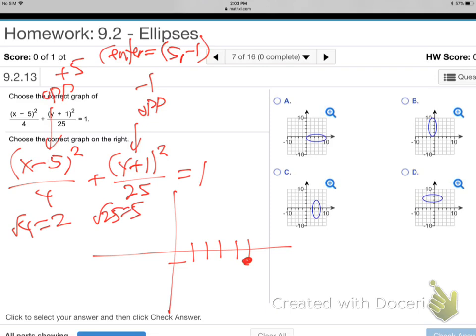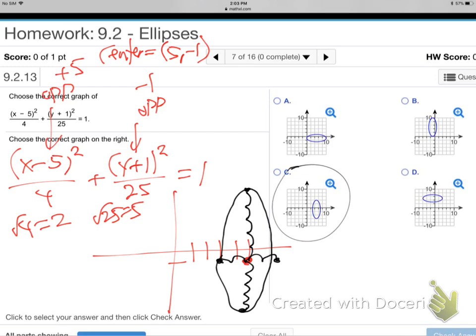Remember, x is right, left. Y is up, down. So I go right, left, 2. So go 1, 2 to the right. 1, 2 to the left. Up 5. 1, 2, 3, 4, 5. Put a dot. 1, 2, 3, 4, 5. Put a dot. It's that kind of shape. Oh, sorry. C. So C it is.